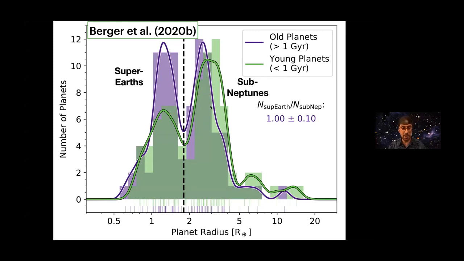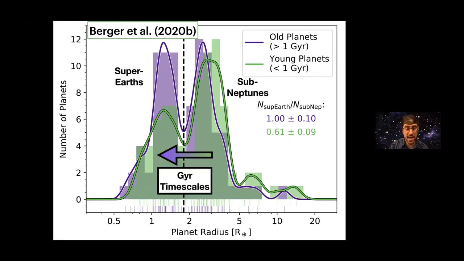And if we do a similar computation for this young planet distribution, we end up getting a ratio of 0.61 plus or minus 0.09, which indicates about a 3 or so sigma significant difference between the old and young planet radius distributions, or at least those ratios. So what does this suggest? Well, it suggests that sub-Neptunes are becoming super-Earths on about gigayear timescales.